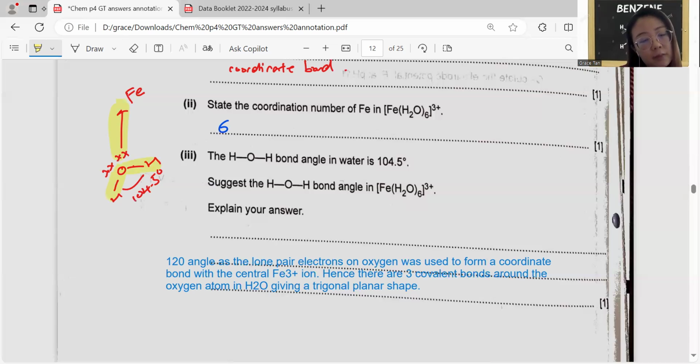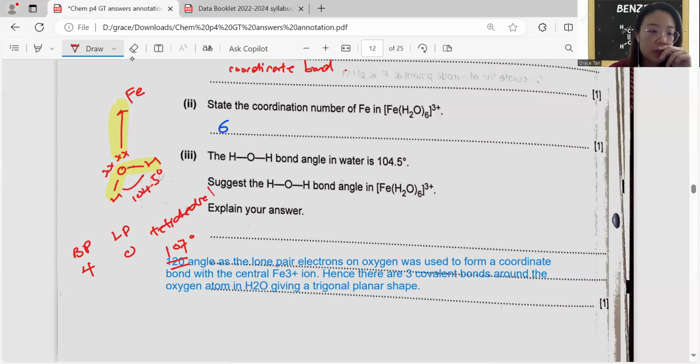So maybe the angle for 3 bond pairs is, let me think. 3 bond pairs and 1 lone pair. Oh, sorry, 107. Sorry, I changed my answer. 107. When you have 4 bond pairs and 0 lone pairs, this is tetrahedral in shape, so the angle is 109.5.